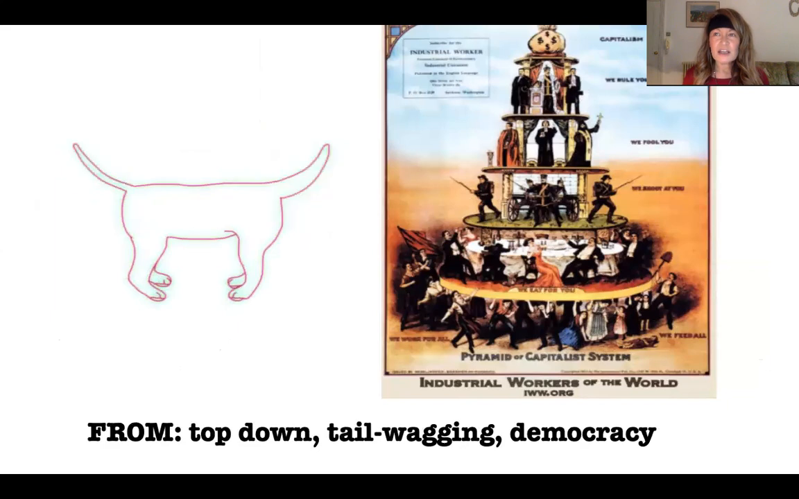Secondly, together, we don't have power and agency. We don't really have a democracy, if you like. What we have right now is just a vote every 5 years. It's a top-down, tail-wagging democracy where really a very small group of people tell all of us how it's going to be, whereas really it should be the other way around.